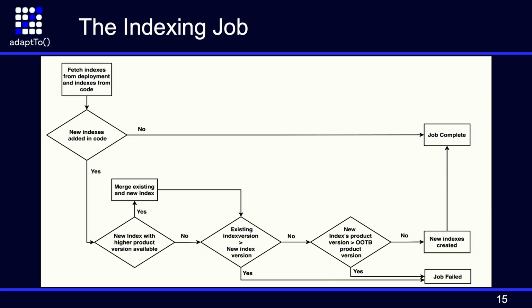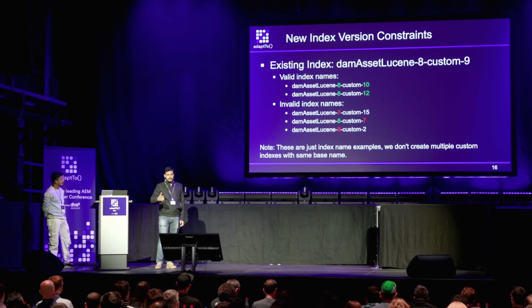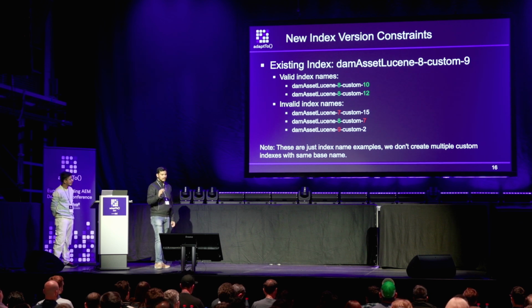Okay. So once we have this merged index available, there are two other logical checks present in the indexing job, which put constraints on what index version you should have for the new index. So here's an example. Let's say we have DAM asset Lucene 8 custom 9. The valid index names for further customizing it are DAM asset Lucene 8 custom 10 or 12. So in this case, your customer version should increase.